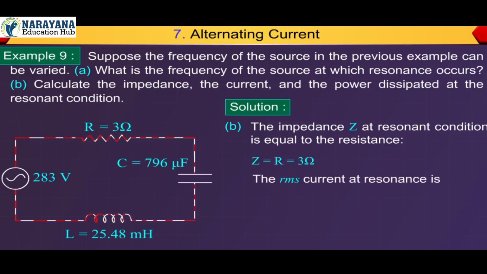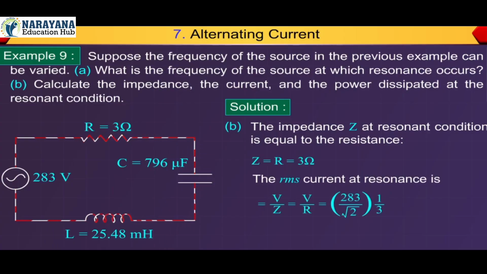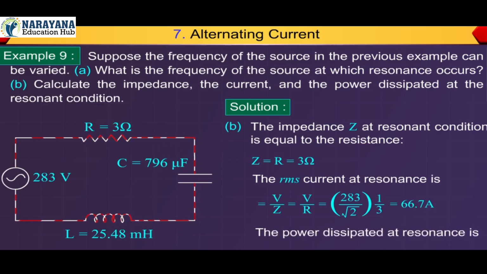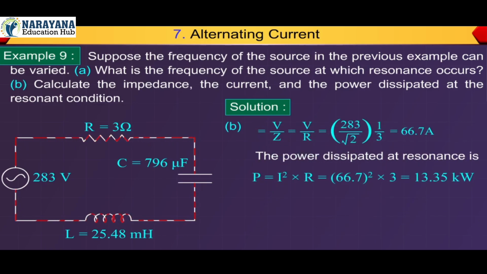The root mean square current at resonance is equal to V upon Z is equal to V upon R is equal to 283 upon root 2 into 1 upon 3 is equal to 66.7 ampere. The power dissipated at resonance is P is equal to I square into R is equal to 66.7 whole square into 3 is equal to 13.35 kilowatt.